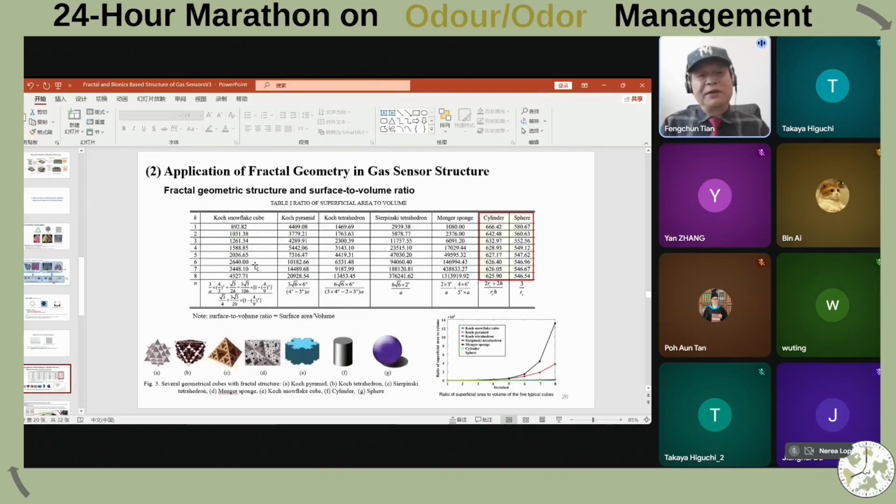So second is the application of fractal geometry in gas sensor structure, which we proposed. And first, the fractal geometry structure and the surface to volume ratio has been studied by us, and we found that the fractal geometry structure has much bigger surface to volume ratio than traditional geometric one.